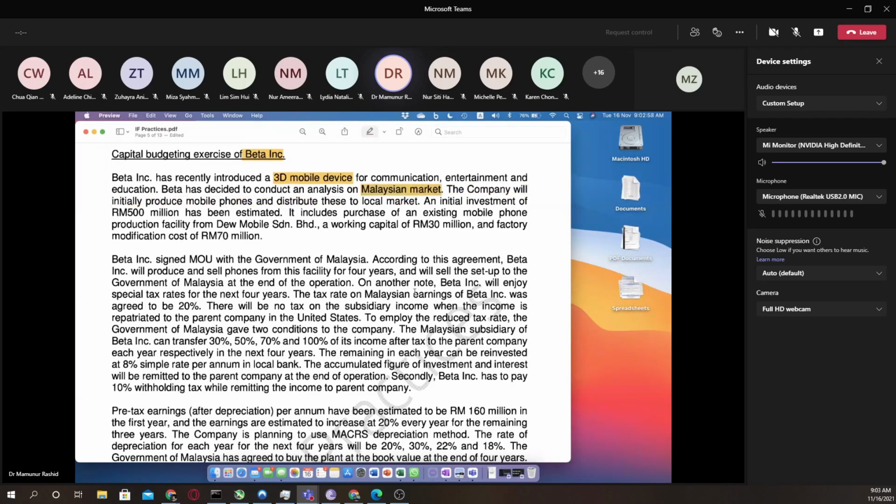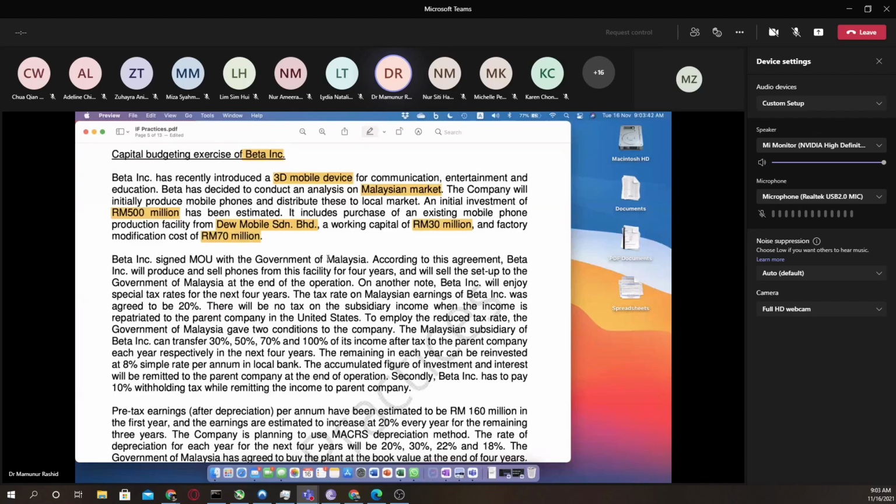The company will initially produce mobile phones and distribute these to the local market. An initial investment of RM 500 million has been estimated. It includes the purchase of an existing mobile phone operation, and this is RM 500 million. They are purchasing. They are not entirely introducing a new subsidiary. They are only purchasing an existing operation, and they are purchasing it from Due Mobile Sdn Bhd. Working capital of RM 30 million is considered, and a factory modification cost of RM 70 million is considered.